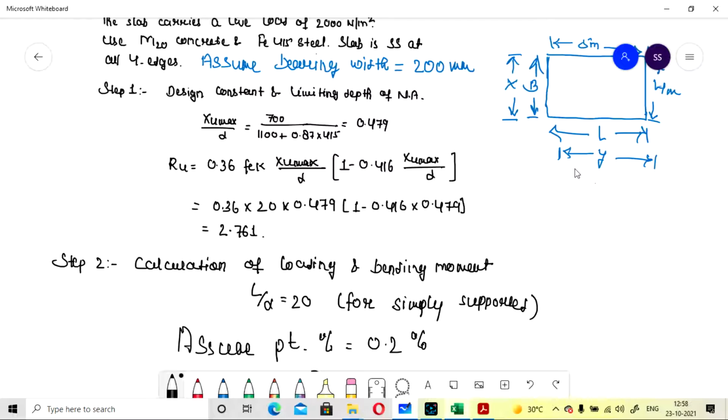0.479. By this our Rmax will be calculated as 0.36 fck Xu max by d in bracket 1 minus 0.416 Xu max by d. So the Xu max by d value is taken from this value. 0.36 into fck, the grade of concrete M20, and 0.479 is this value, 1 minus 0.416 into 0.479. So our value will be 2.761, and this formula is given in IS code 456. You can go and check, or I have already mentioned in my previous class where I have described the Excel sheet for design of two-way slab.